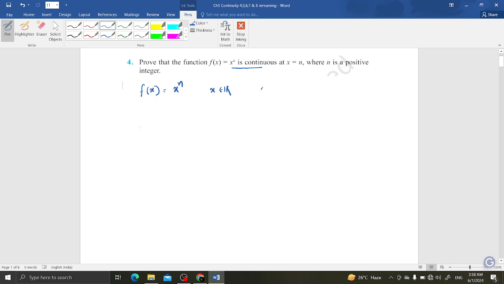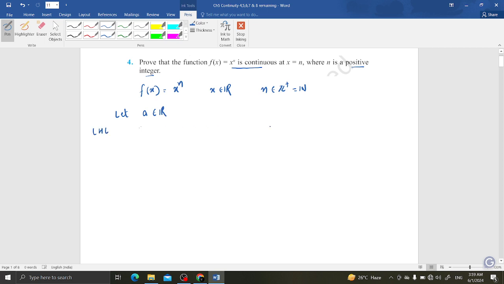Here n is a positive integer, or we can say a natural number. So now, for all of R, we need to show that this function is continuous. How can we prove it? Let a be any arbitrary real number. For continuity, what do we need to find?